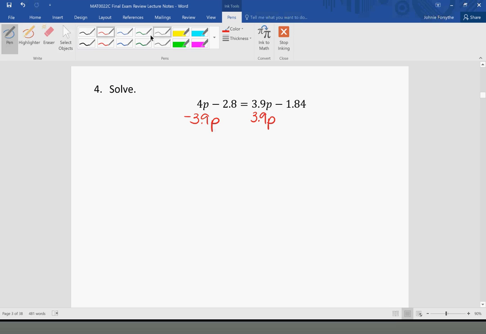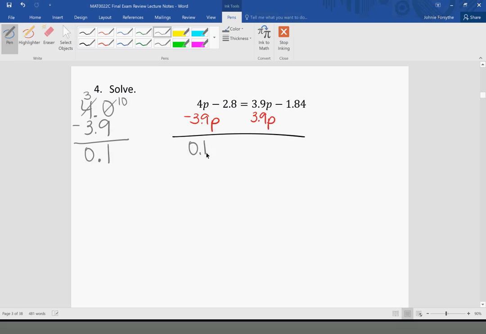So on the side here, I'm going to do 4 minus 3.9. I have to line up the decimals when I'm adding or subtracting. That'll be 4.0 minus 3.9. So I'm going to borrow from the 4. So I'm going to have 10 minus 9 is 1, and 3 minus 3 is 0. So it'll be 0.1p. Okay?